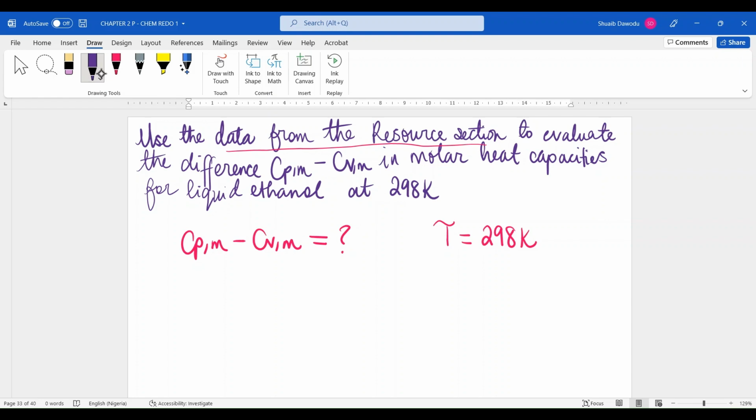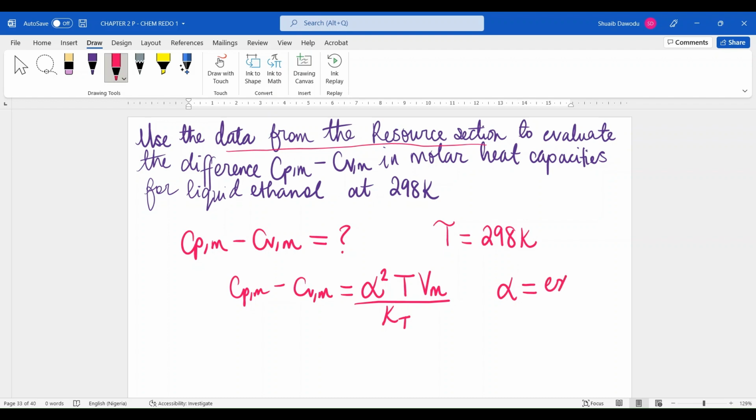Now, even though they did not give us other parameters, when you look at the chapter where this question is in the book, we have to use the formula Cp,m minus Cv,m is equal to alpha squared times temperature times molar volume divided by Kt. Alpha here is the expansion coefficient, and Kt is the isothermal compressibility.